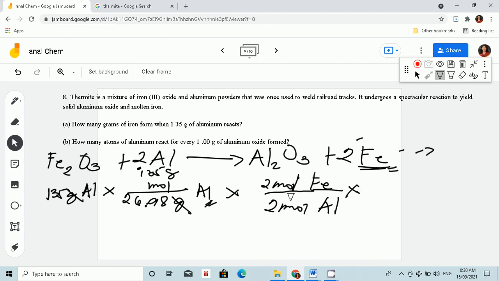So that is equal to 274.45 grams Fe. This is our final answer in letter A: 274.45 grams of Fe.